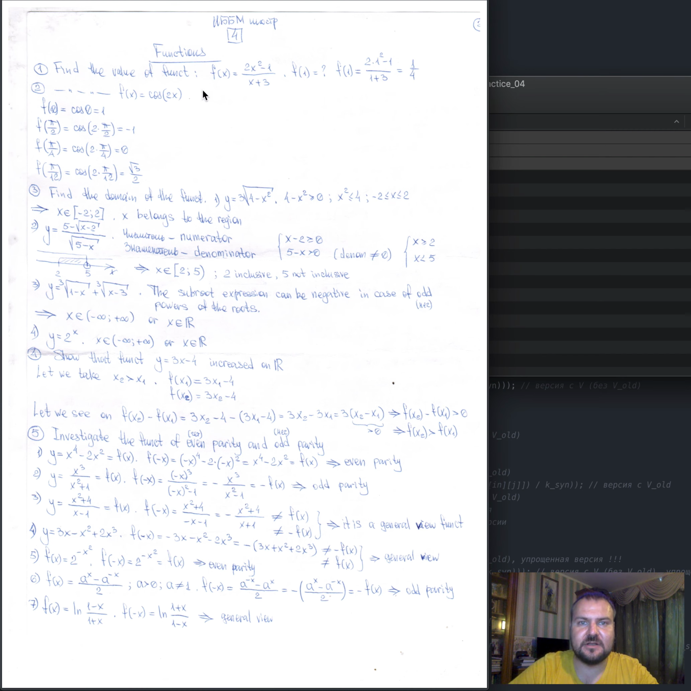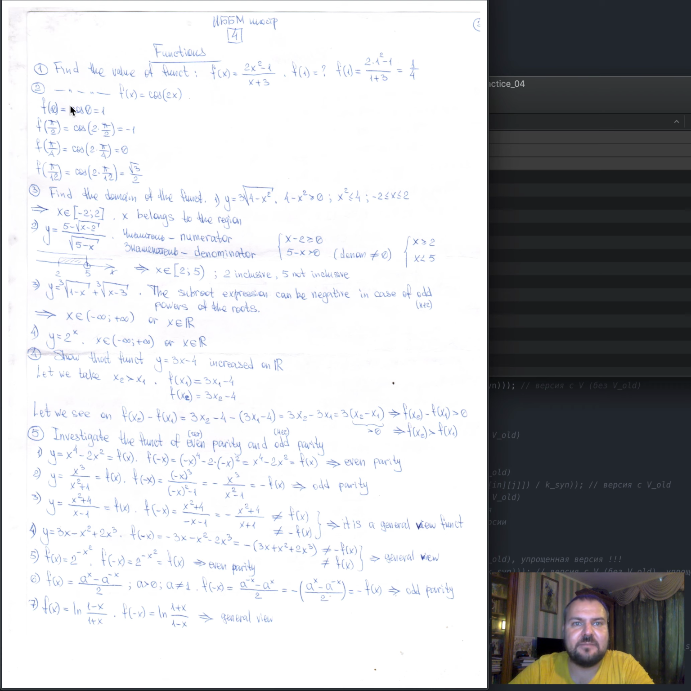Let the function be written in the form (2x squared minus 1) divided by (x plus 3). We need to find f at the point 1. So we need to put 1 in the x and find something. So we write 2 multiplied by 1 squared minus 1, divided by 1 plus 3, and we get the answer 1 divided by 4.